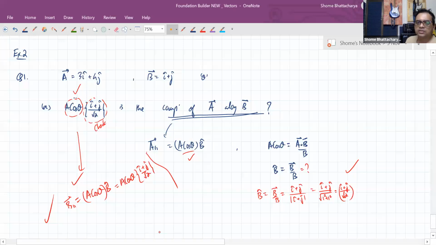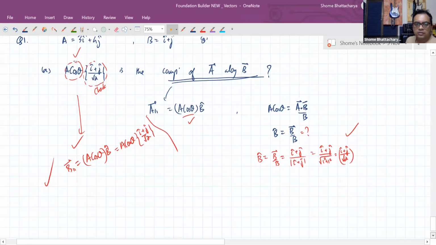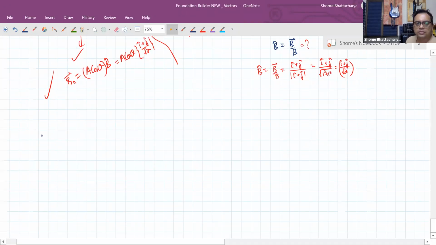Okay, now the second option is a little bit more complicated because we have to find the perpendicular component. So now for the second option, we have to verify that the component of A which is perpendicular to B, this thing, is A sine theta into (I cap minus J cap) by root 2. We have to check if this is correct.